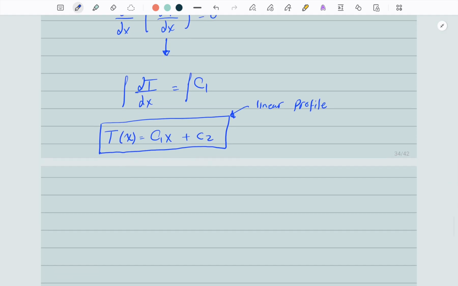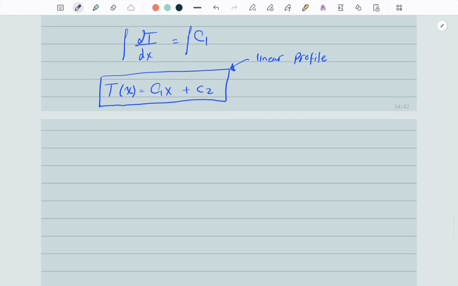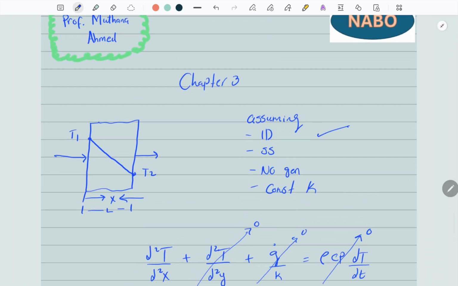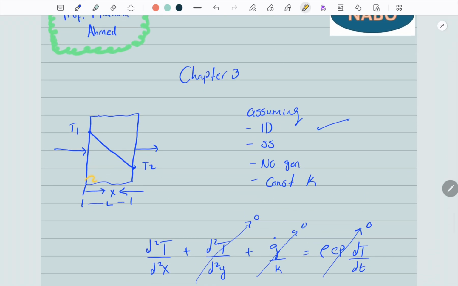Now, since we know this, we can go ahead and state the boundary conditions needed to solve this equation. So we can start by saying the first boundary condition is the temperature at x equals 0 equals T1, which is here. At x equals 0, temperature equals T1. Okay?